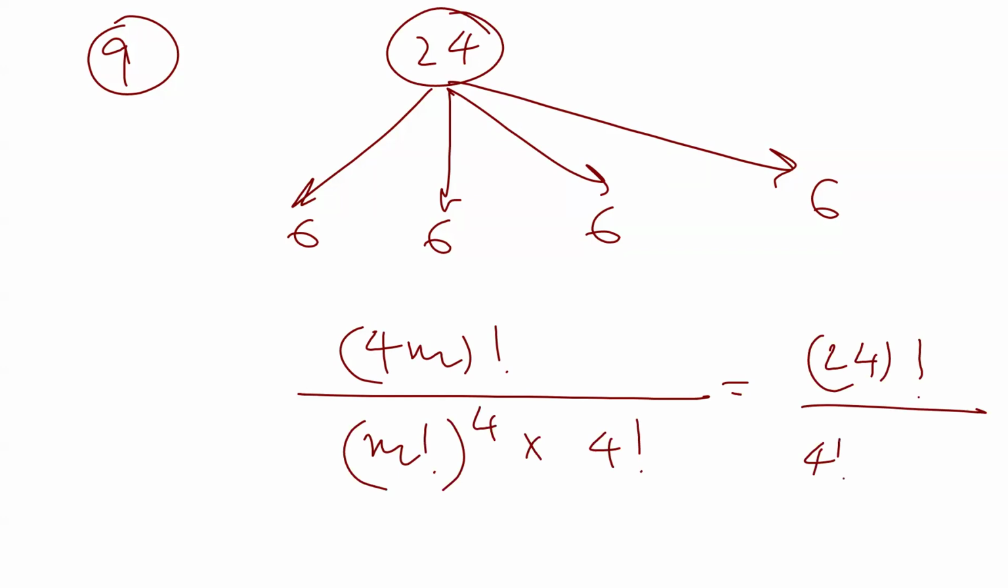Upon, sorry, 6 factorial, because each group is having 6, right? So m is equal to 6. 6 factorial raised to 4 into 4 factorial, right? Had it been distribution to 4 different persons, this 4 factorial won't come. Fine. I hope you are getting the clarity on this.